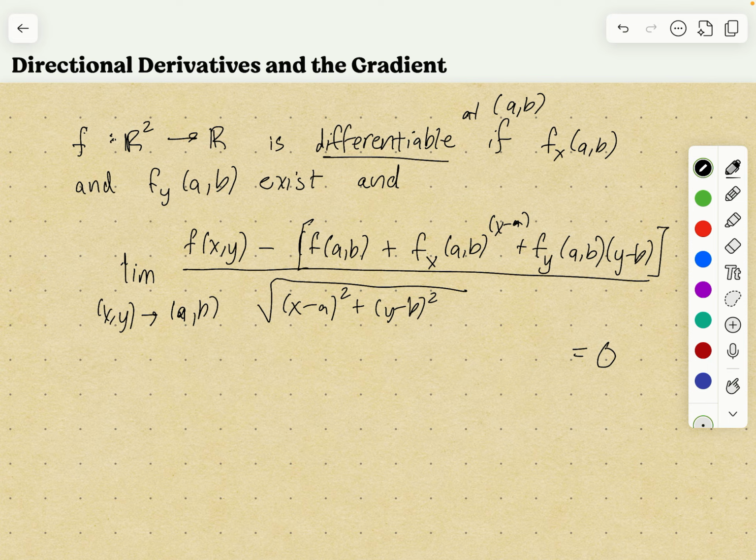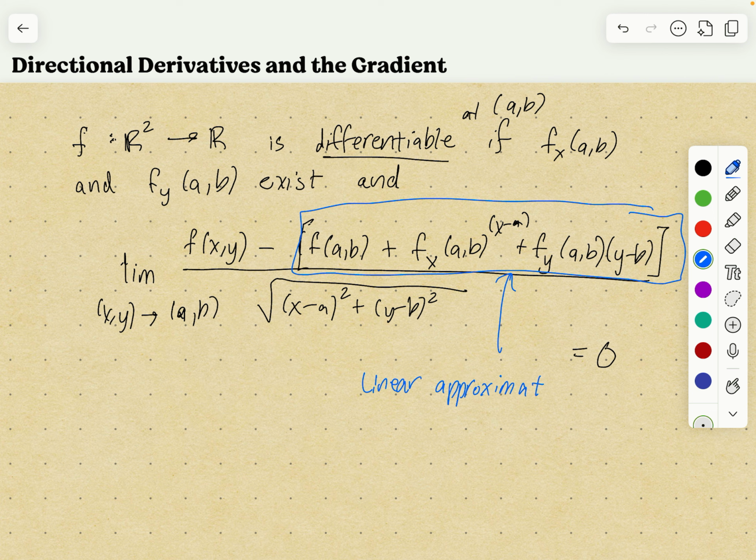So basically what's going on is you think of this part as the linear approximation to f at (a, b). You're approximating your function of two variables with a linear function. Because f of (a, b) is a constant, like c1, plus f sub x evaluated at (a, b) is some other constant, c2, times x minus a, plus f sub y of (a, b) is another constant, c3, times y minus b. That's a linear function in x and y.